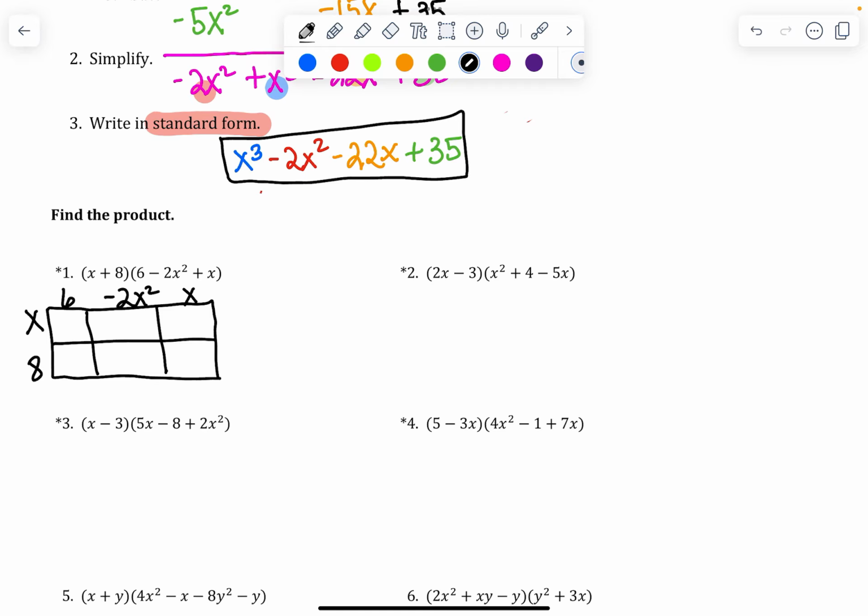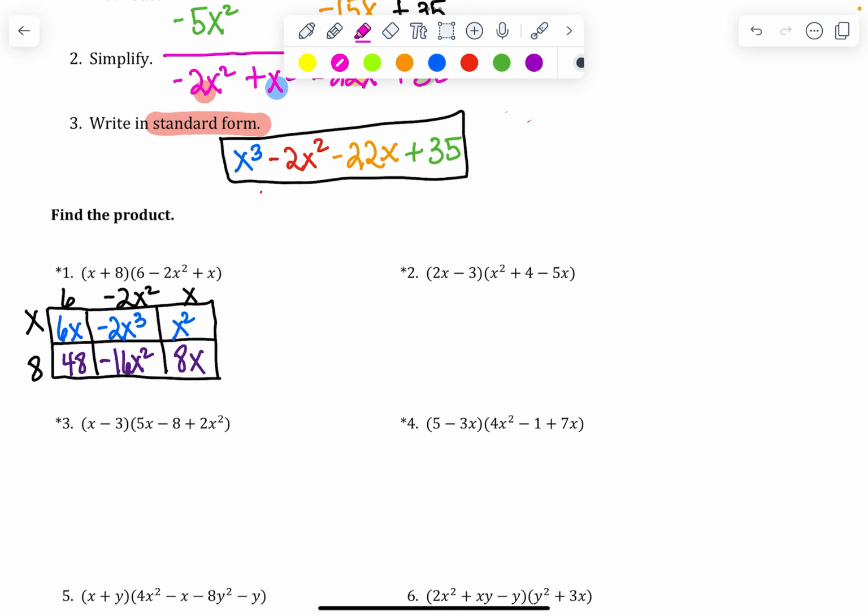So here I go. I'm going to do x times 6 and get 6x. I'm going to do x times a negative 2x squared and get a negative 2x to the third. Then I'm going to do an x times an x and get an x squared. Then I'm going to do an 8 times a 6 and get a 48. I'm going to do an 8 times a negative 2x squared and get a negative 16x squared. Then I'm going to do 8 times x.